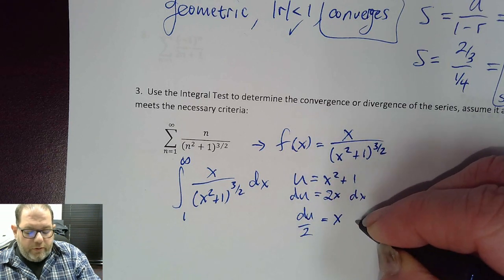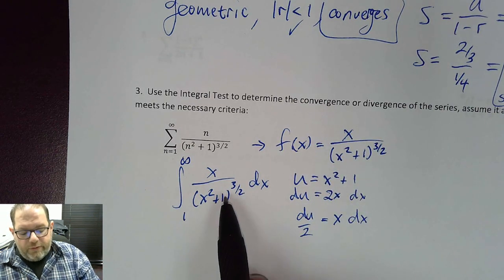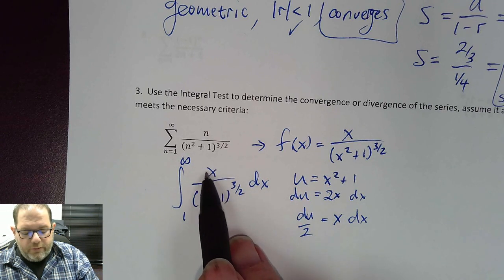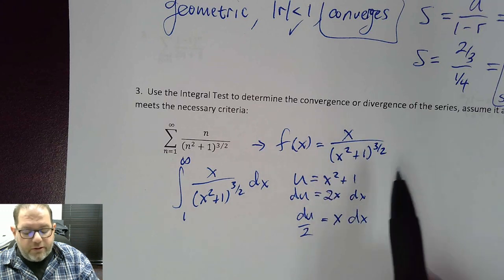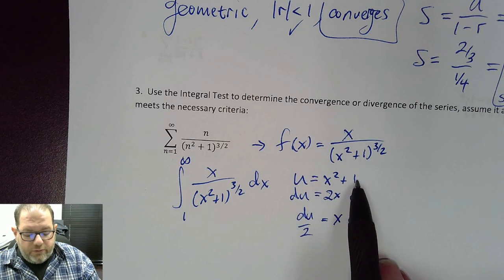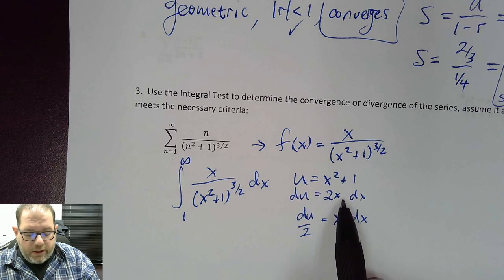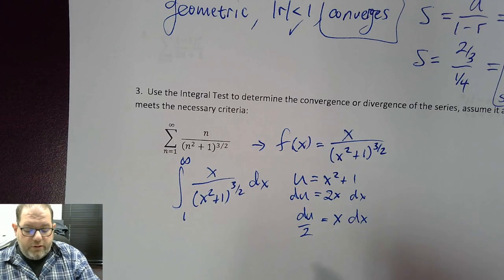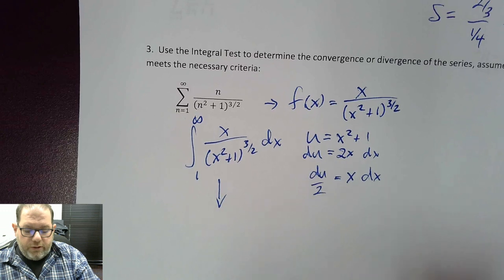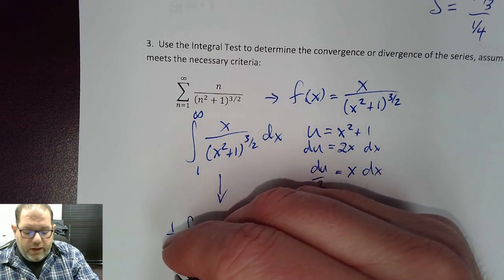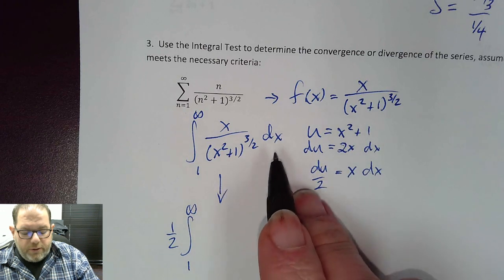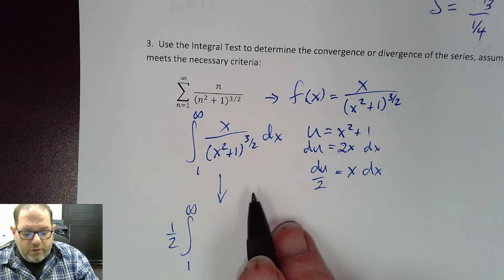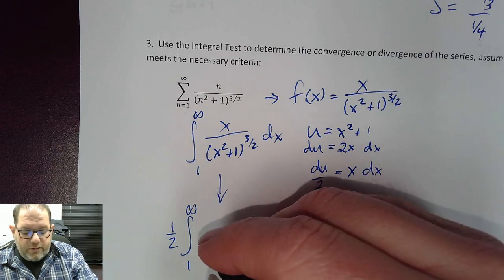Now, we can see we have an x squared plus 1 here. Its derivative appears in the numerator, not quite its derivative, but it's the variables there. U is equal to x squared plus 1. Our derivative is 2x. Now we only have an x times dx. We'll just bring that 2 over. So that means that we have 1/2 the integral, 1 to infinity, and this will be du over u to the 3/2.